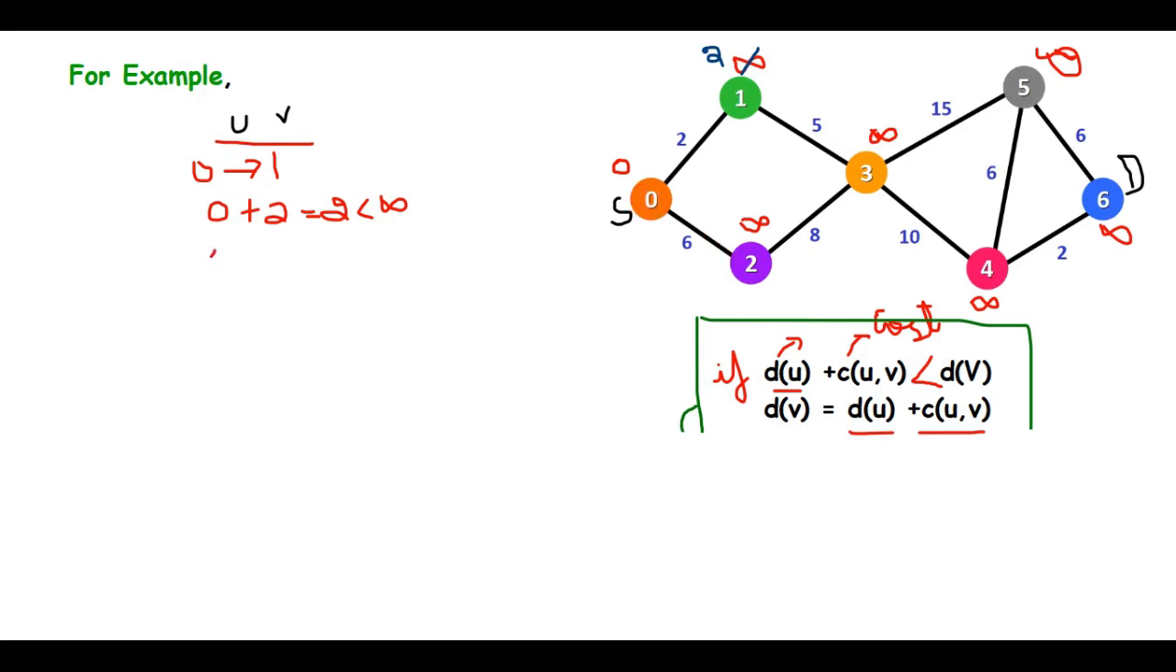So if I am taking 0 to 2 as 0 plus 6, because I have a weighted edge over here, 0 plus 6 is equal to 6, which is less than infinity. So your weighted edge from 0 to 2 is 6. So 0 plus 6, 6 is less than infinity, which means your infinity has a value of 6.